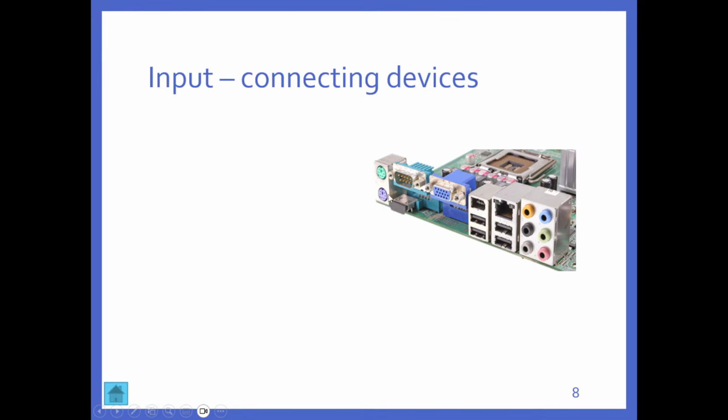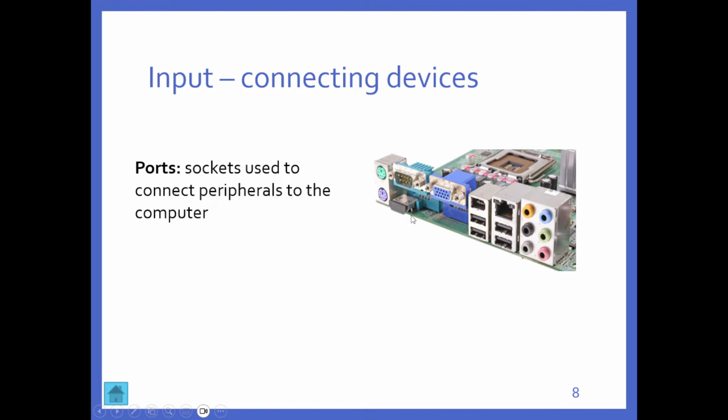So this is the back of our motherboard. This is usually what we see at the back of a desktop computer. These ports over here are where we get our sound from. Here we've got USB ports. We've got a network port for connecting our router or connecting to the internet. This is a very old keyboard and mouse port, and this is usually for our monitor.